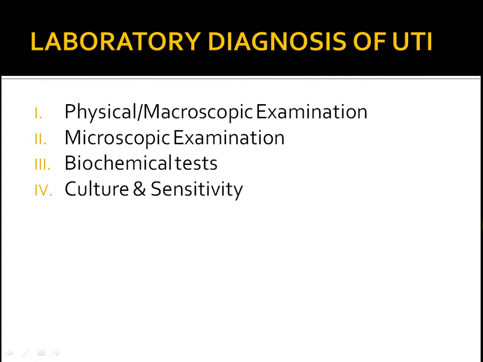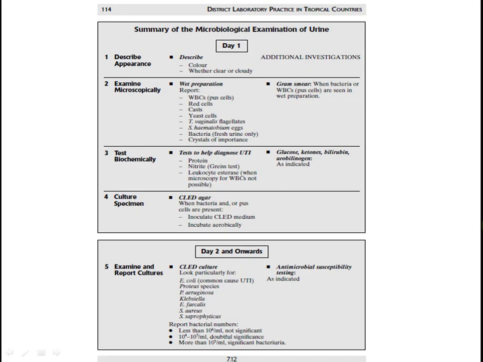There are different approaches for the diagnosis of UTI. The first one is the physical or macroscopic examination. Next is microscopic examination. Thirdly, biochemical test. And the last one is the gold test, culture and sensitivity. This shows a summary of the different methods which can be used for the diagnosis of UTI when the specimen is urine. We are going to study these one by one.